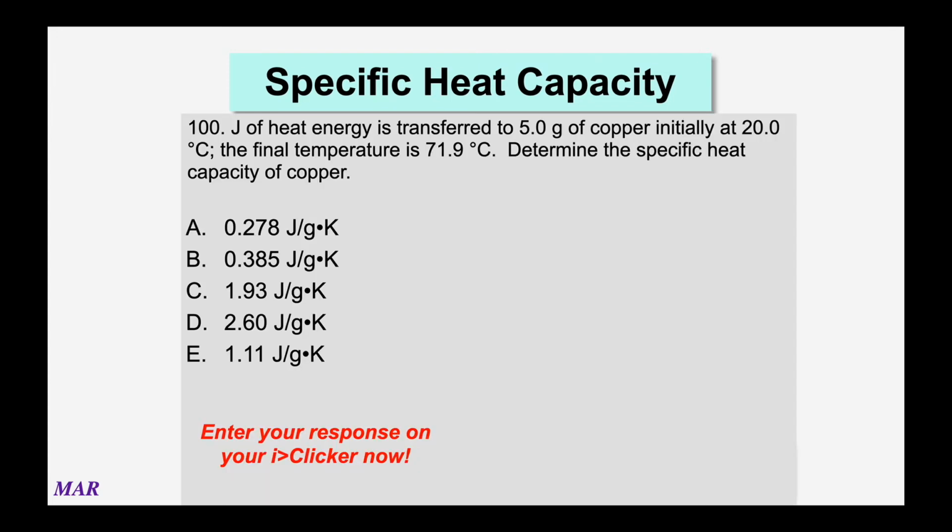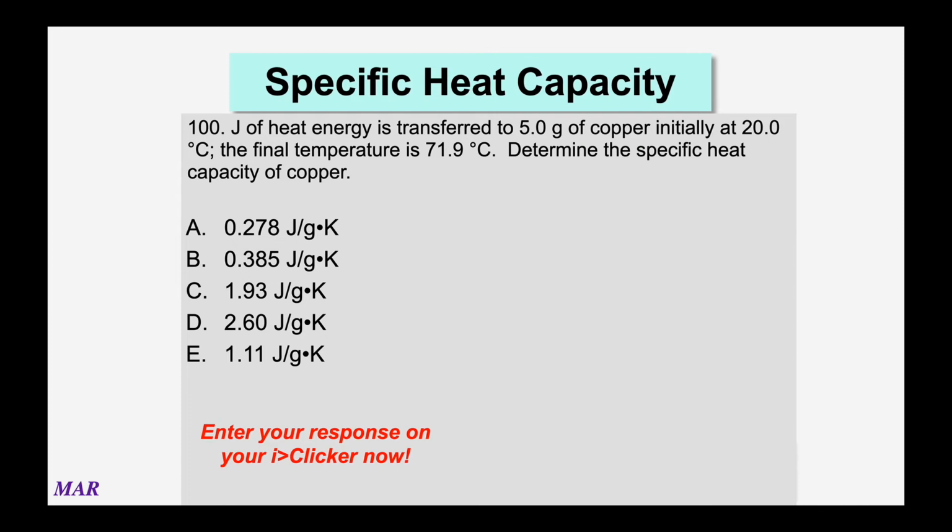Here's a problem. 100 joules of heat energy is transferred to 5 grams of copper, initially at 20 degrees Celsius, and the final temperature is 71.9. Determine the specific heat capacity of the copper. All right, cool, no problem. So this is an mc delta T kind of problem as well.